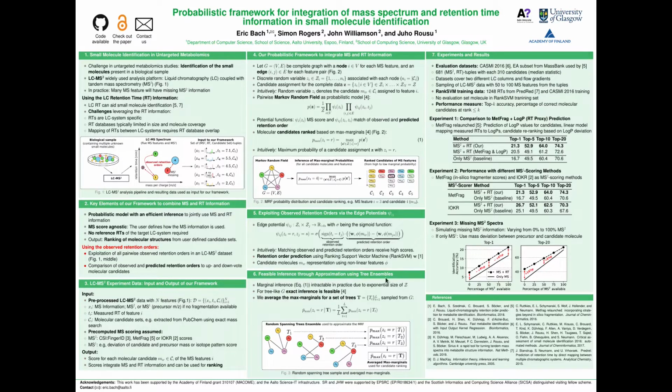So a key point here is how do we exploit the retention orders. For that we look at the observed retention orders, which is here in section 5, in this equation: given the difference of the observed retention times, the sign of it tells us in which order we have observed two features, and then we use a predictive model for two molecular candidates that are associated with two features to predict what would be their retention order. And if these two things agree, the observed and the predicted retention order, then we basically give a higher score to these two candidates.